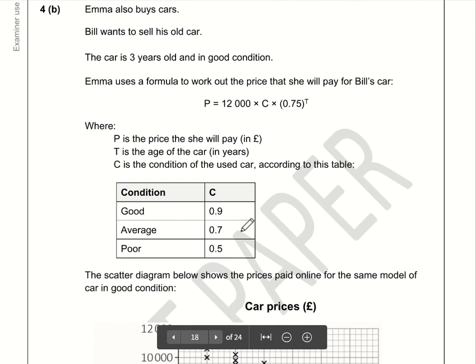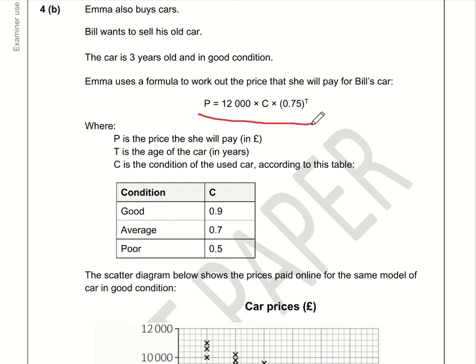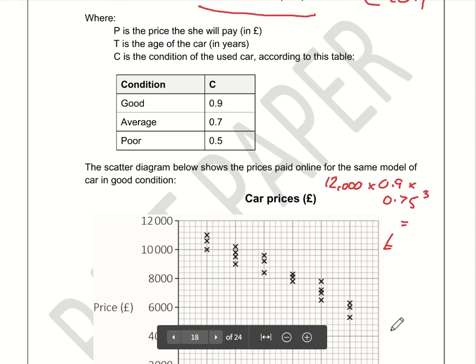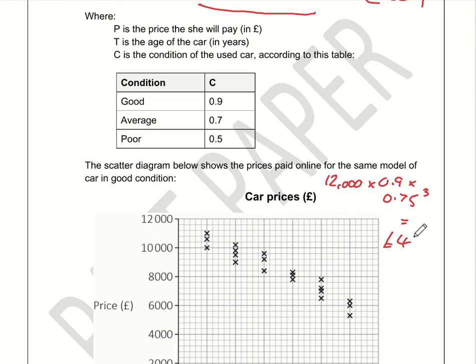So Emma's offering to buy the car, and she's using this formula here, 12,000 times C times 0.75 to the T. T is the age of the car in years, so T equals 3, and C is the condition of the car, and it's in good condition, so C equals 0.9. So our calculation is 12,000 multiplied by 0.9 multiplied by 0.75 to the power of 3, and that comes to a total price of 4,556.25.